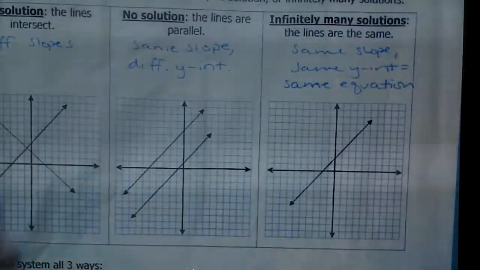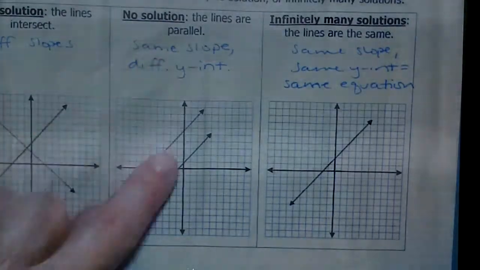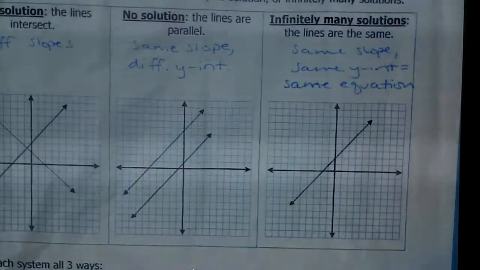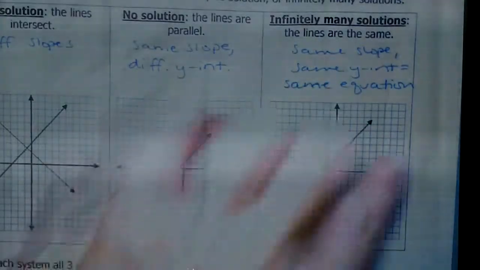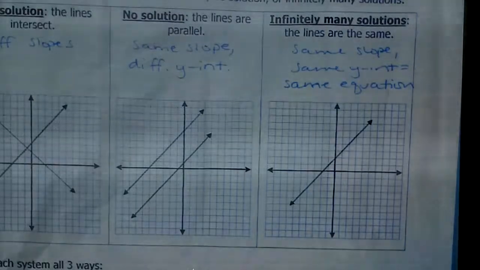Alright, so different slopes, that's what you're used to. Finding one solution is where they cross. No solution means you have two parallel lines. Parallel lines mean same slope, different y-intercept. Infinitely many means you have two of the exact same line, one line right over top of the other. The point of intersection is every single point on the line.